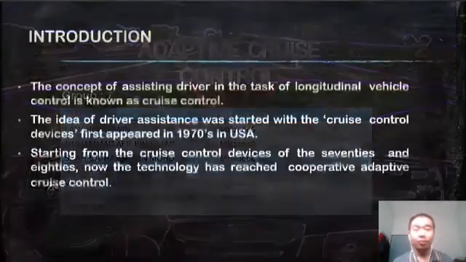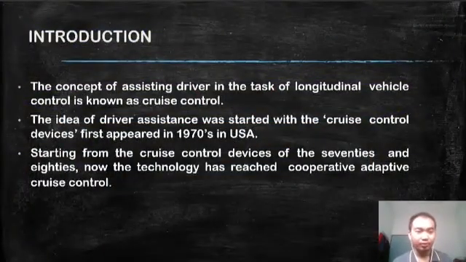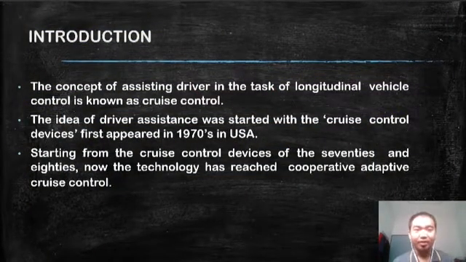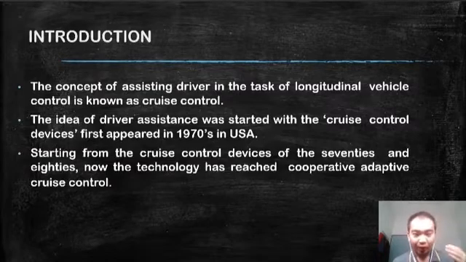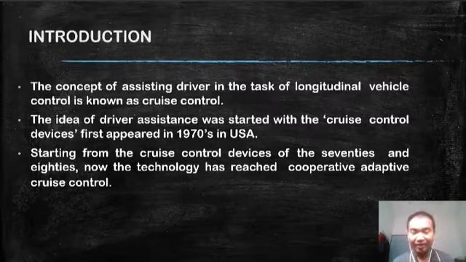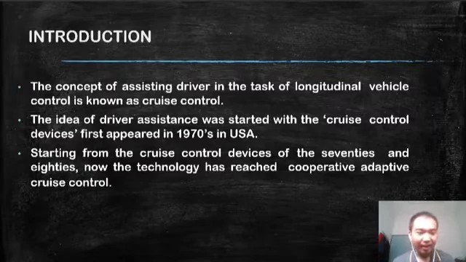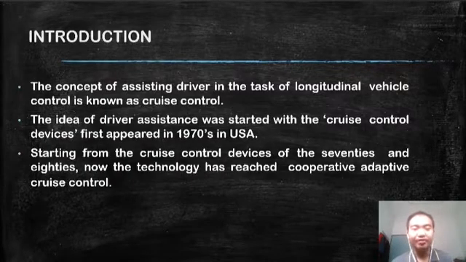So what is cruise control? Cruise control is a concept of assisting the driver in longitudinal control. The idea of driver assist started in 1970 in the USA, called the cruise control device. Cruise control devices of the 70s and 80s have now developed into adaptive cruise control.